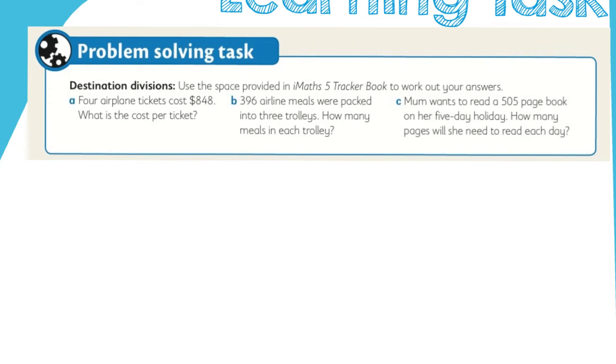So it says 4 airplane tickets cost $848. Now we know that's 4, so we can underline that. Now, this part of the question is asking me, what am I calculating? What is it looking for? So 4 airplane tickets cost $848. What is the cost per ticket? Well, I know that if I'm paying out $848, 4 people will be getting those tickets. So I'm going to divide that by 4.